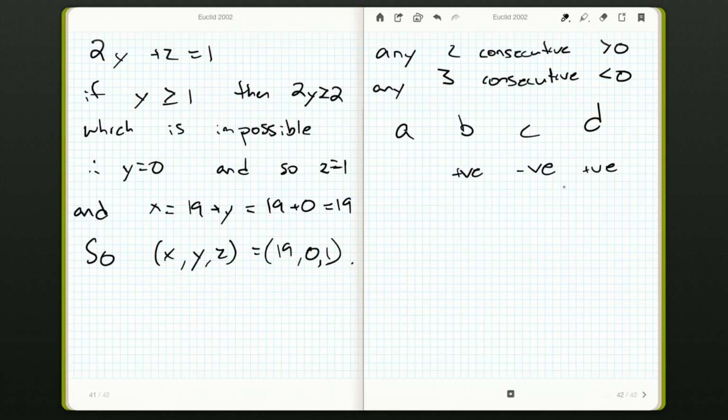Well, what if C isn't negative? That's possible. So maybe I'm going about this the wrong way. What if C is positive? Let's say C is 1.